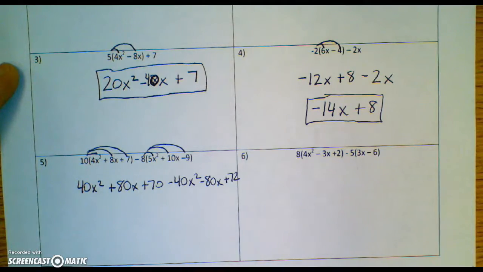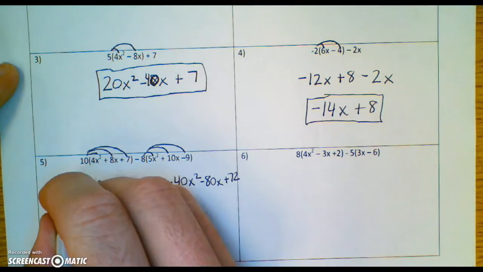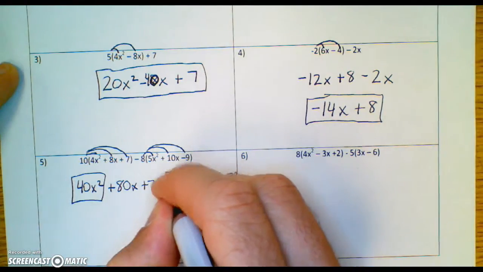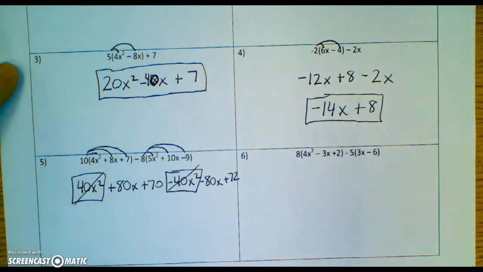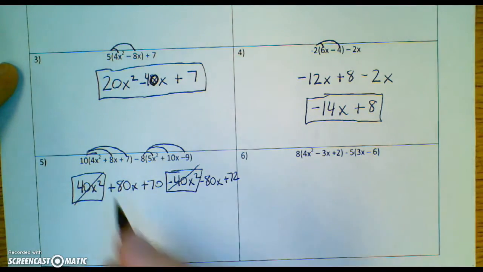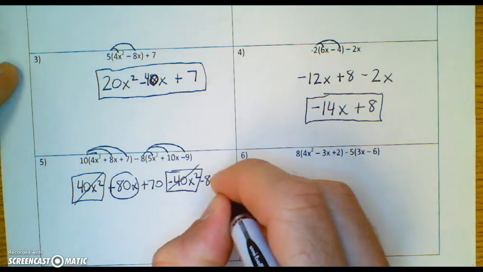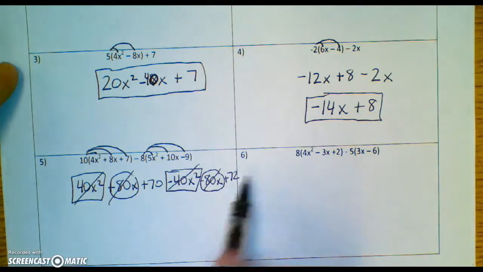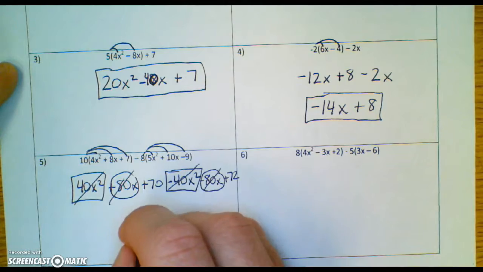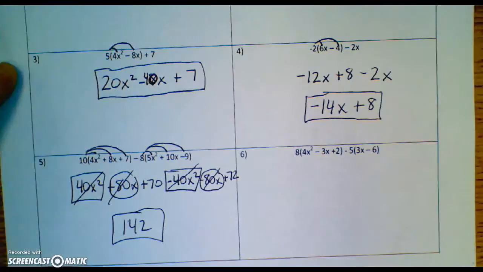Now I'm going to combine like terms. 40x squared and negative 40x squared cancel each other out. Positive and a negative, the same thing, equals 0 when you add them together. 80x and negative 80x also cancel each other out. So I'm just left with 70 plus 72. It's 142.